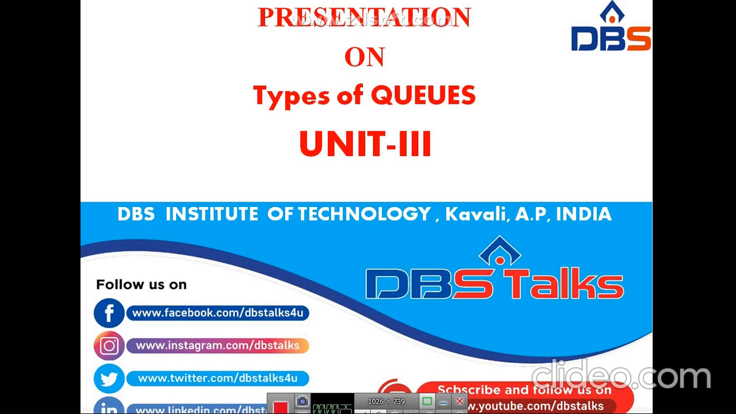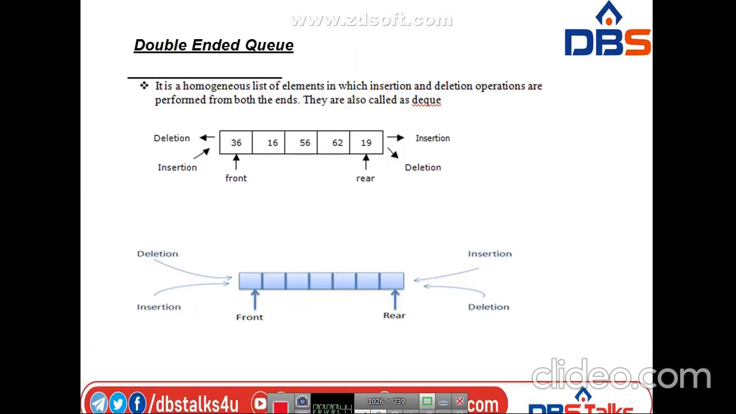In the previous class we studied the circular queue concept. Now in this class we are going to move on to the other types of queues, that is the double-ended queue and the priority queue. Generally we have four types of queues: the linear queue, the circular queue, the double-ended queue, and finally the priority queue. Now in this class we will start with the double-ended queue.